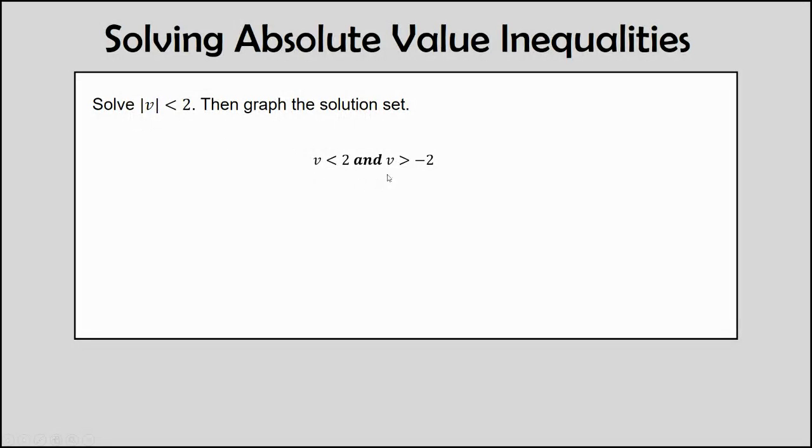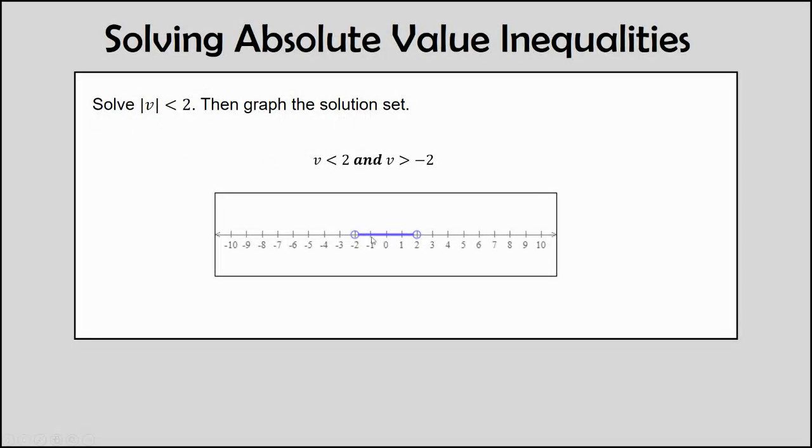We're going to rewrite it with its two cases. The first case is when you just write v is less than 2, as is. And the second case, we're going to change the inequality and change this to its opposite. So v is less than 2 and v is greater than -2. Okay. So again, what this statement is describing are all the possible numbers that I could put in place of v and make this true. Okay.